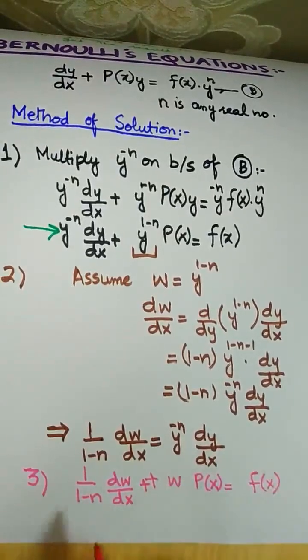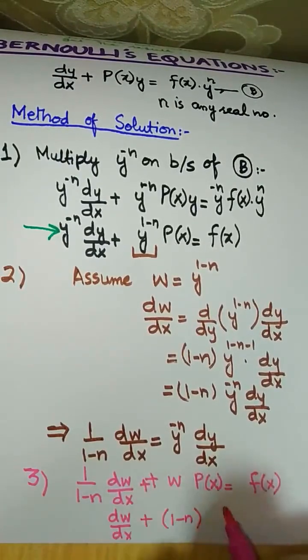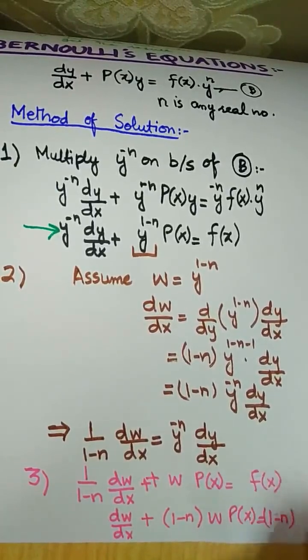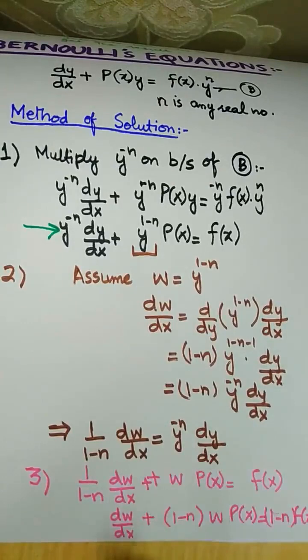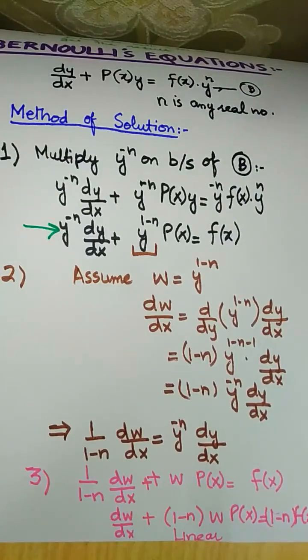So now, in the next step, I'm multiplying by 1 minus n, so dw by dx, n is a constant, so 1 minus n is also a constant, so don't be bothered by this term. 1 minus n into w, p of x equals 1 minus n into f of x. So this equation is a linear equation. Now we can solve this linear equation with the help of the basic method of solution of the linear equation, right? So we are doing it. So this is basically the procedure for solving the Bernoulli's equation.